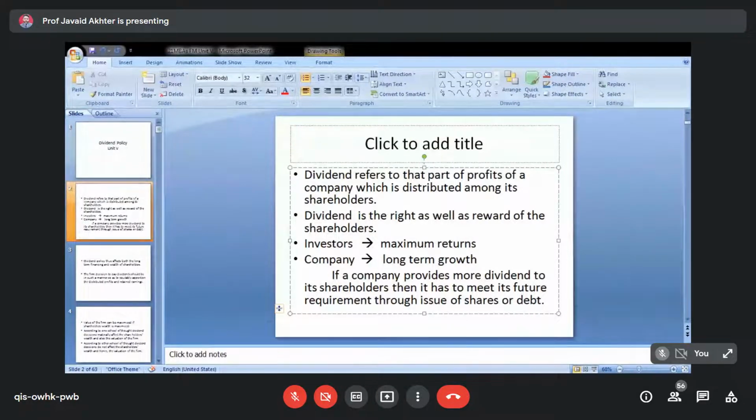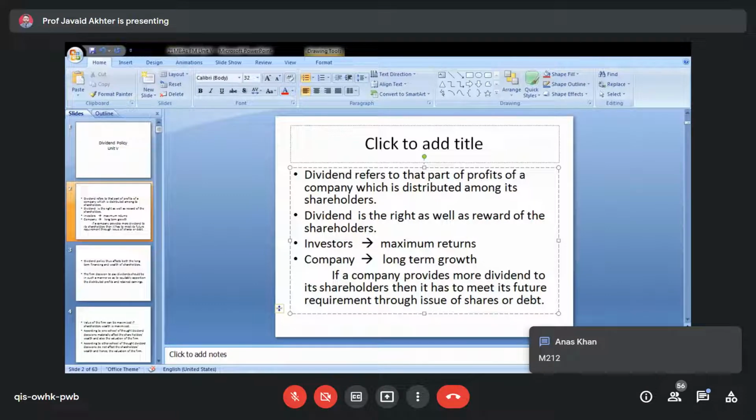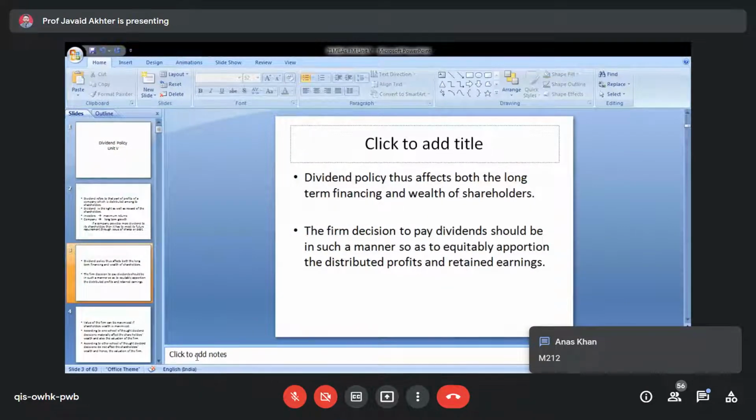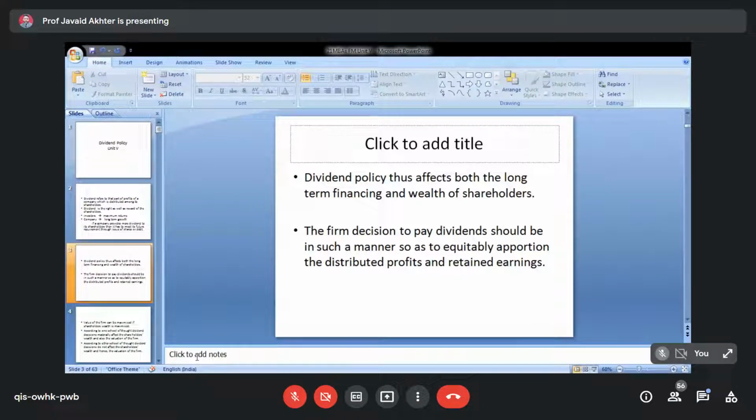Dividend decisions are one such thing based on which this growth or retention can be thought of. Paying more or paying less, or not paying at all. So these are all the decisions which will change the value of a company. Now, dividend policy thus affects both long-term financing as well as the wealth of the shareholders.